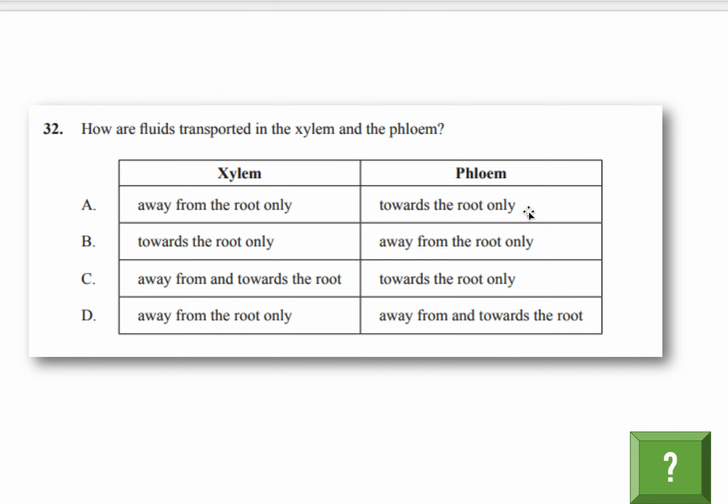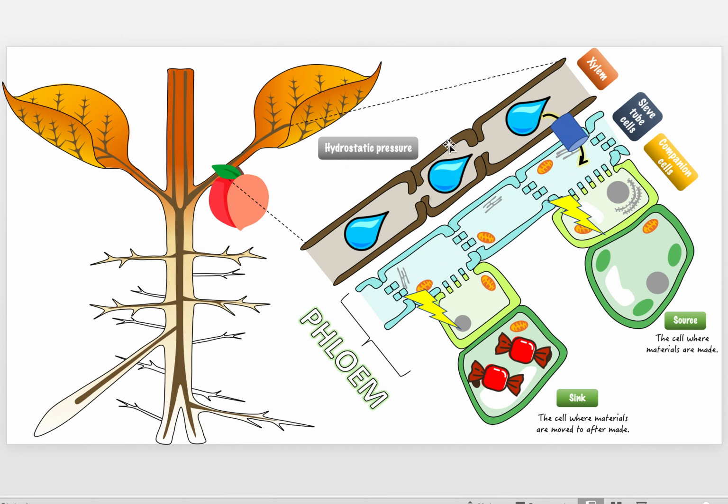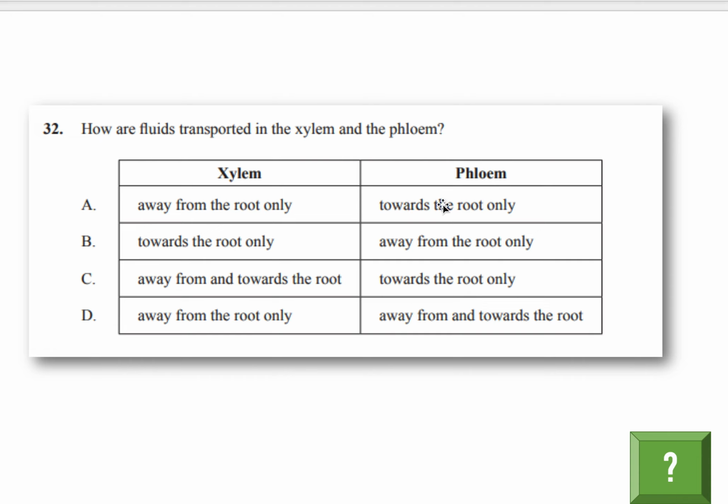Let's see B, towards the root only. No, the phloem can transport things in both directions. So coming back to this image here, a phloem can transport things both downwards and upwards, depending on where the source and the sink is, right? For example, maybe there's this leaf here, and there's a fruit up here. So maybe the phloem can transport all the things that the leaf made upwards towards that fruit that's actually higher, okay? So phloem can transport in both directions, not just towards the root. So B is saying towards the root only. We know that's wrong because the xylem goes away from the root only.